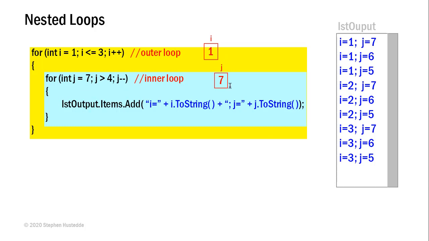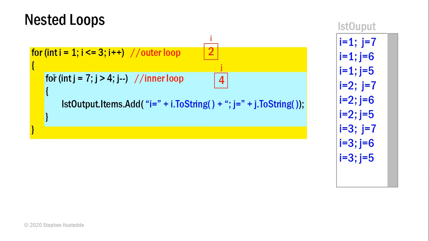Now we're in this inner loop, and the value of j is now going to change to 6. We're decrementing, j minus minus. So our output now is going to be I equals 1 and j equals 6. And we see that happen there. Next time through the loop, j is decremented to 5. And now we get I equals 1 and j equals 5. Next time through the loop, j is decremented to 4, but 4 is not greater than 4. It's going to exit the inner loop and come back to the outer loop. And now we're going to increment I from 1 to 2.